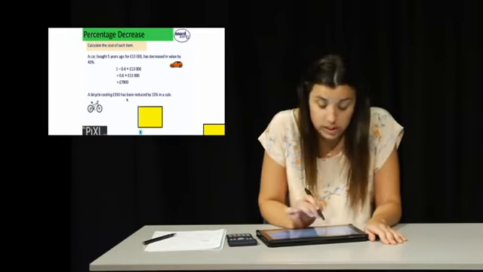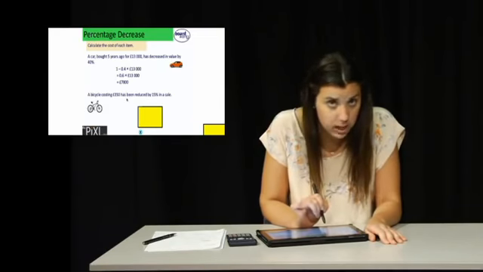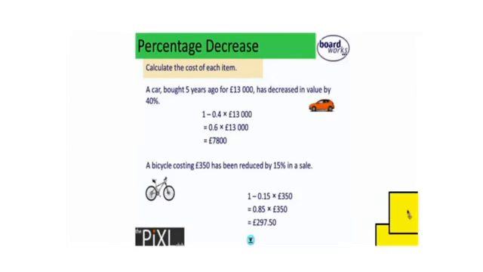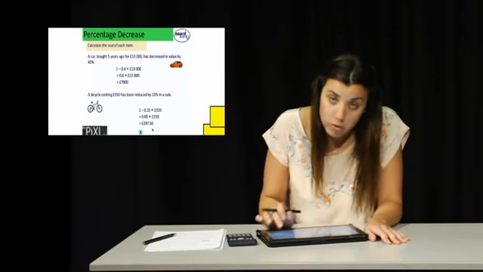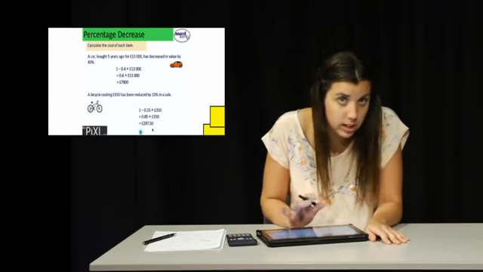Our second example is a bicycle costing £350. Again, it's been reduced, this time by 15%. So 100%, take away 15%, it's going to leave you with 85%. Our multiplier for 85%, 0.85, multiplied by our original price here, 350, gives us £297.50.